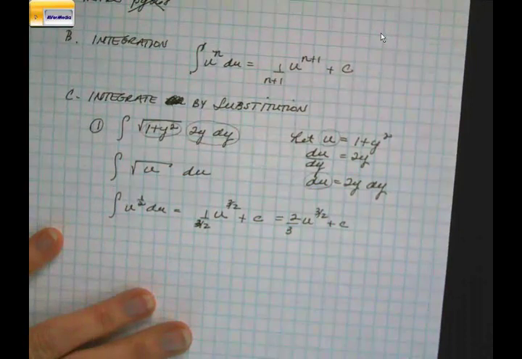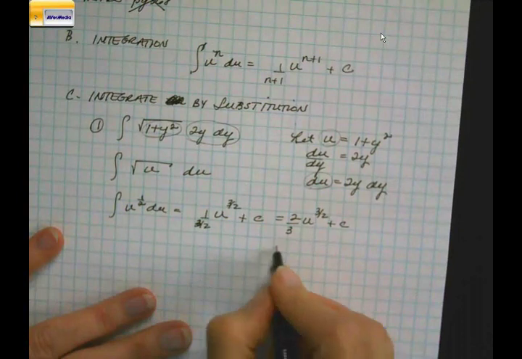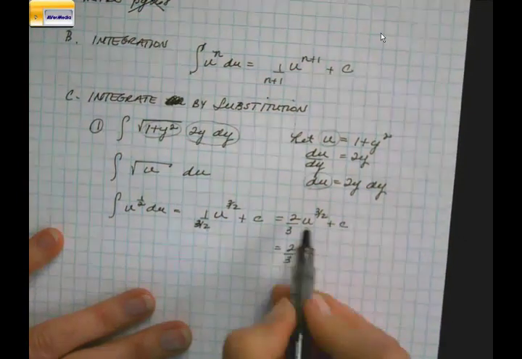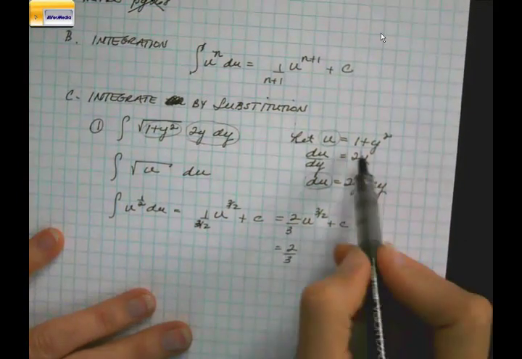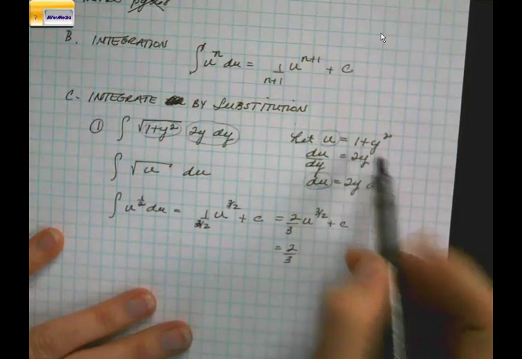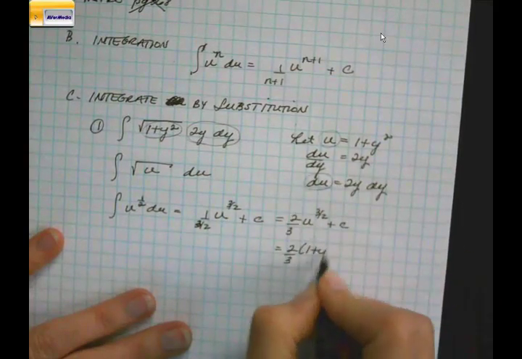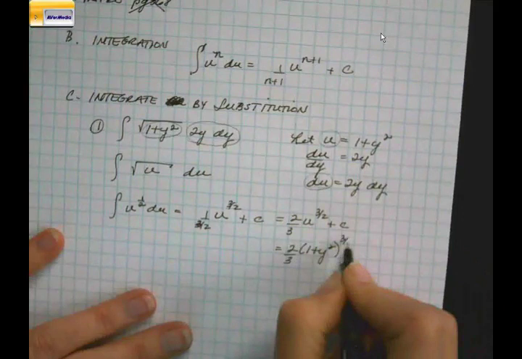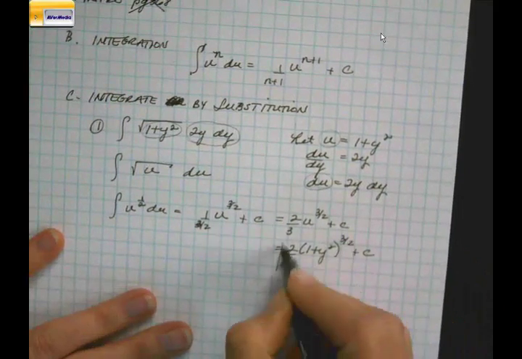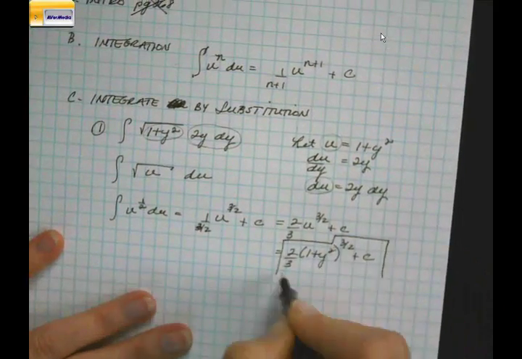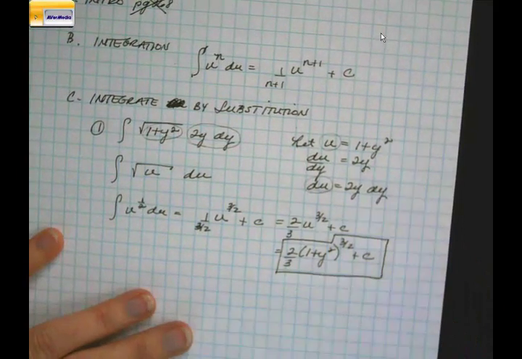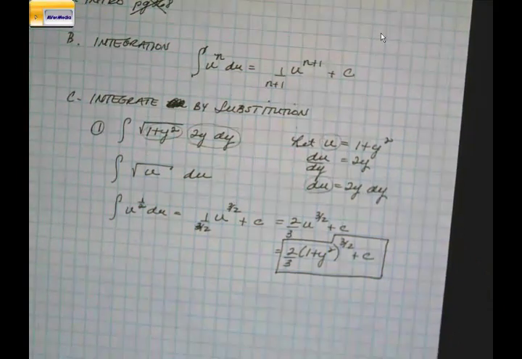But remember, the question was given in the y variable, so you must return to the y variable as an answer. So now you substitute back that u equals 1 plus y squared. So this is 2/3 times 1 plus y squared to the 3/2 power plus c, and now you have integrated by using what we call the method of substitution, and it is very common to use the variable u.